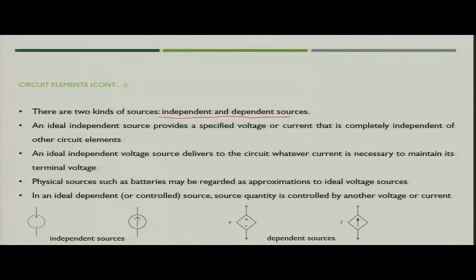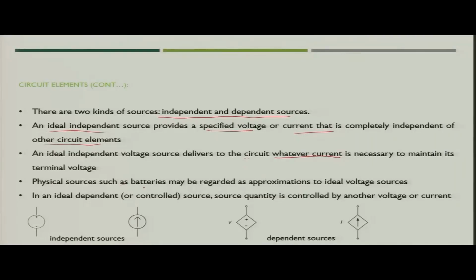If we see the ideal condition, the ideal independent source will provide a specific voltage or current that is completely independent of other circuit elements. In this case, the ideal independent voltage source delivers to the circuit whatever current is necessary to maintain its terminal voltage, because in case of an ideal voltage source, your terminal voltage will always remain constant and it will supply power which is necessary to satisfy the power balance equation in the circuit.